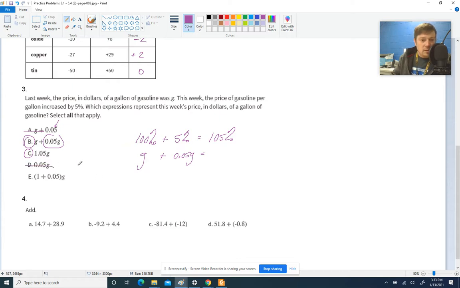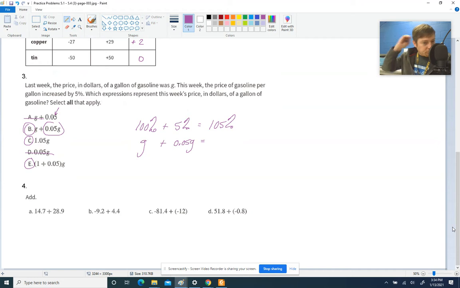Not a good choice here because that's only going to find a fraction of what the price was last time. And E is actually the exact same thing as C. They just broke it down into an addition of the 100 and the 5%. So you want to choose B, C, and E for number 3.